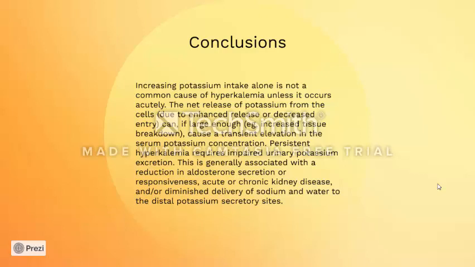Conclusions. The increase in potassium intake alone is not a common cause of hyperkalemia unless it occurs acutely. The net release of potassium from the cells due to enhanced release or decreased entry can, and if large enough, increased tissue breakdown, cause a transient elevation in the serum potassium concentration. Persistent hyperkalemia requires impaired urinary potassium excretion. This is generally associated with a reduction in aldosterone secretion or responsiveness, acute or chronic kidney disease, and/or diminished delivery of sodium and water to the distal potassium secretory sites.